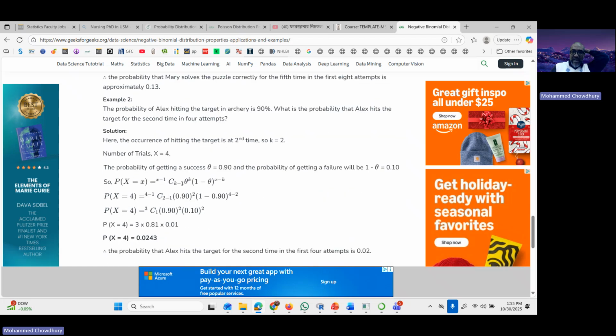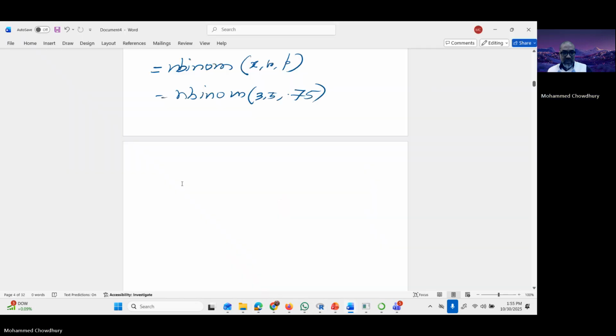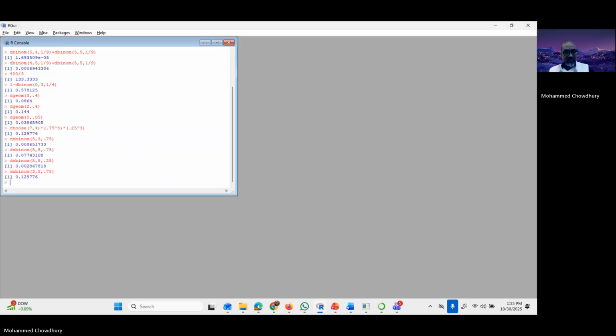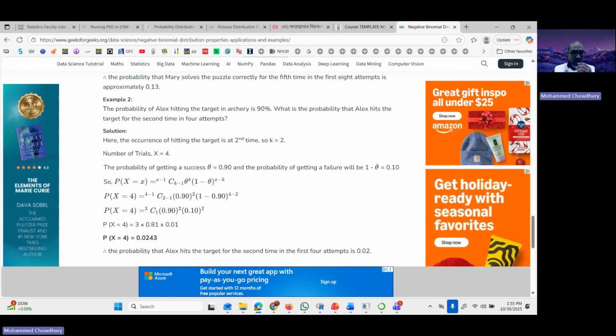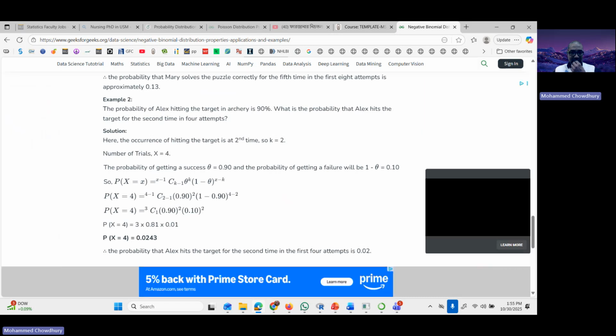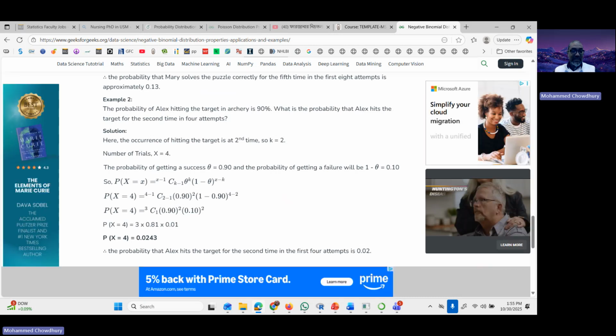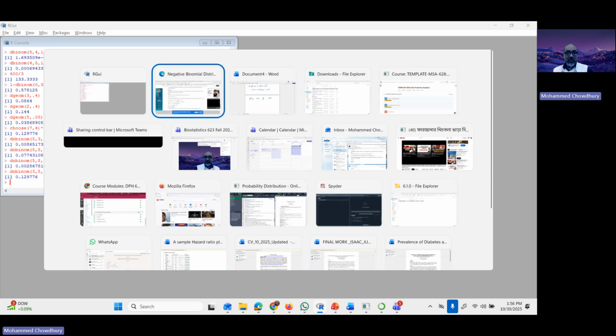The probability of Alex hitting the target in archery is 90%. So success probability is given, P equal to 0.90. So failure probability is given 0.10. After this, now I want to see what is the probability Alex hits the target for the second time in 4 attempts.